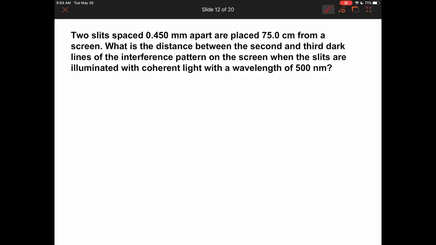All right, so what we have here is, you are given the slit distance d, so we can say d equals 0.450 millimeters. We are given that those slits are placed 75 centimeters from the screen, that's our r. And it asks for the distance between the second and the third dark lines. That means we're looking at the destructive, dark line interference patterns on the screen when the slits are illuminated with coherent light. Coherent means that the wavelength doesn't change, and it's 500 nanometers.